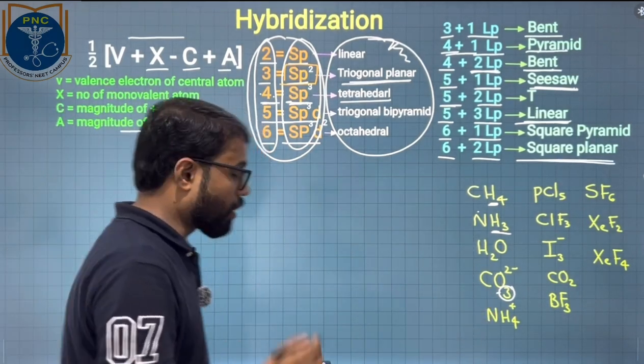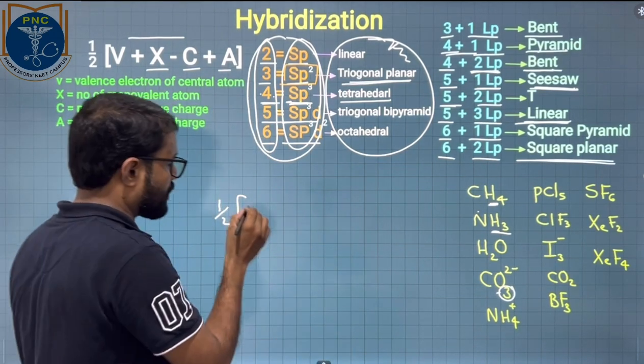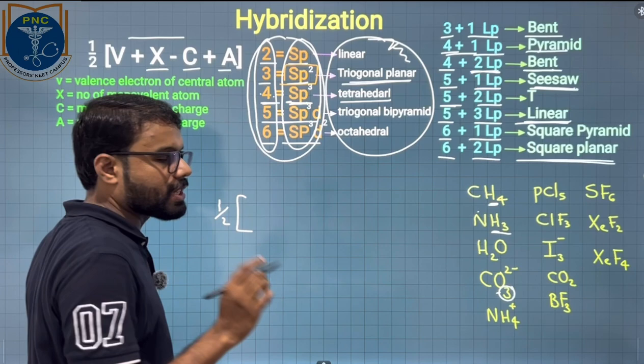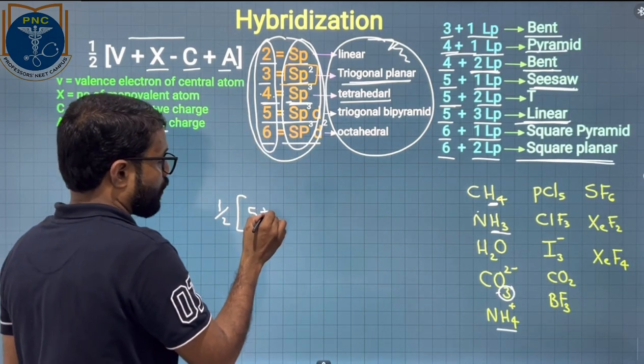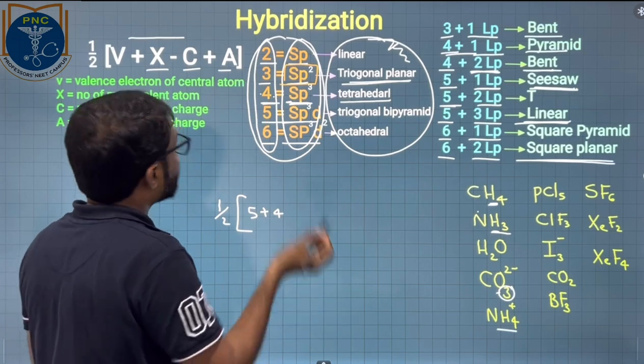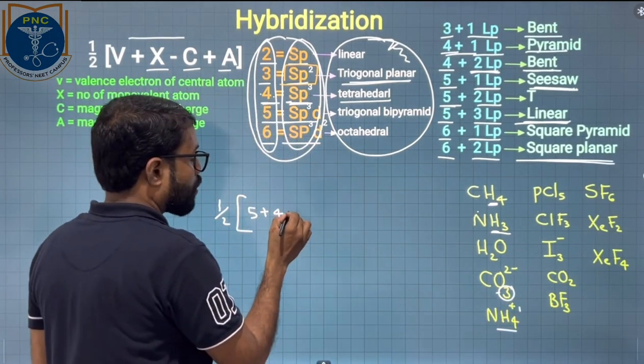Now we can check NH4 plus. In NH4 plus, we can see half into central atom is what? Nitrogen. Atomic number 7. Valence electron is 5. 5 plus monovalent atom is what? 4. 5 plus 4 is 9. Now positive charge magnitude. What is the magnitude of positive charge? Plus 1. So minus 1.